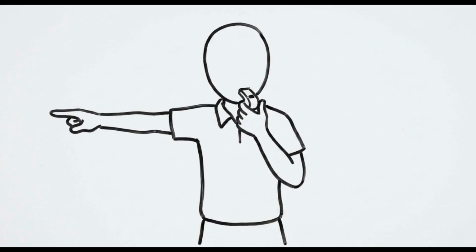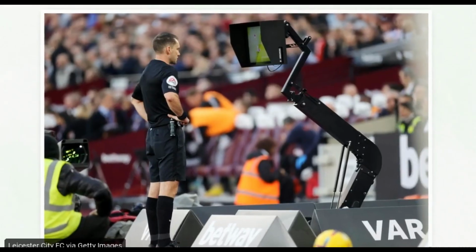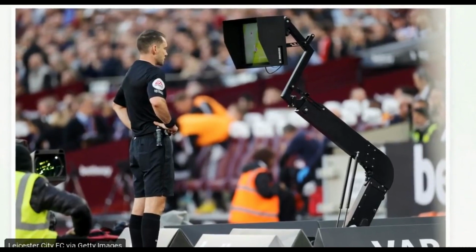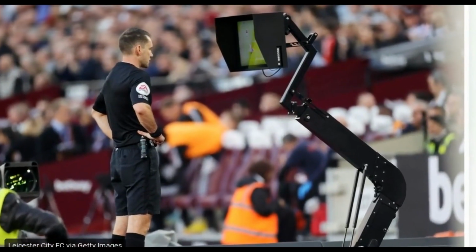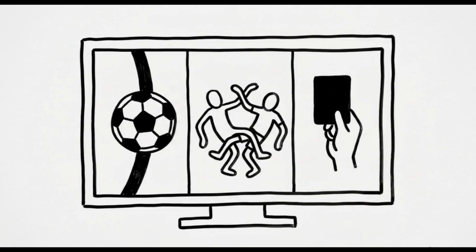Laws 5 and 6 give the central referee the final say on the pitch. Today, that on-field authority is backed up by off-field technology, with video assistant referees checking monitors for clear and obvious errors regarding goals, penalties, and red cards.